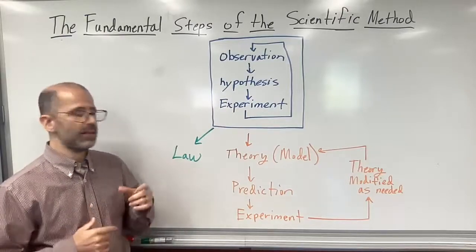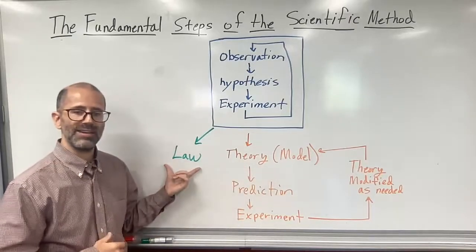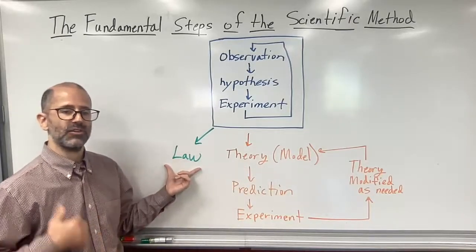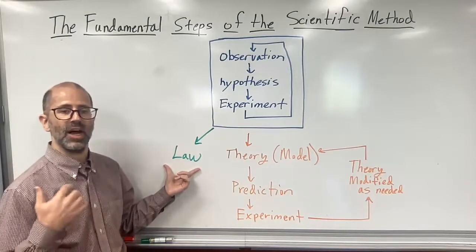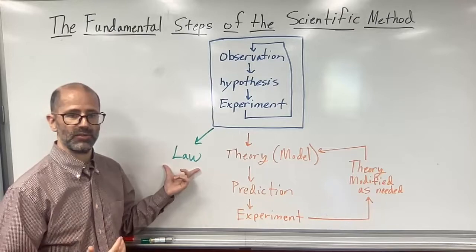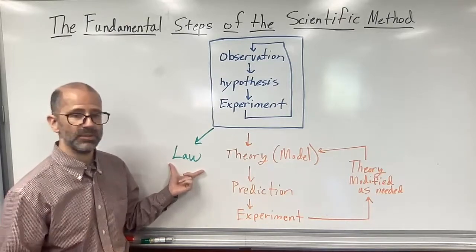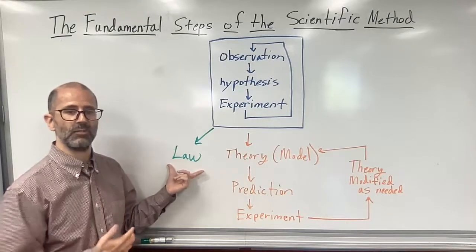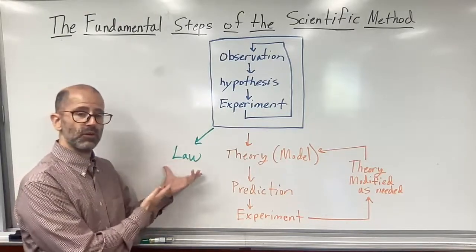Now, remember, the difference between a law and a theory is that the law is a statement that describes the overall observations of what we see happening in the world around us. It is not an explanation. It doesn't attempt to explain anything. It's more of the what rather than the why. What do we observe?